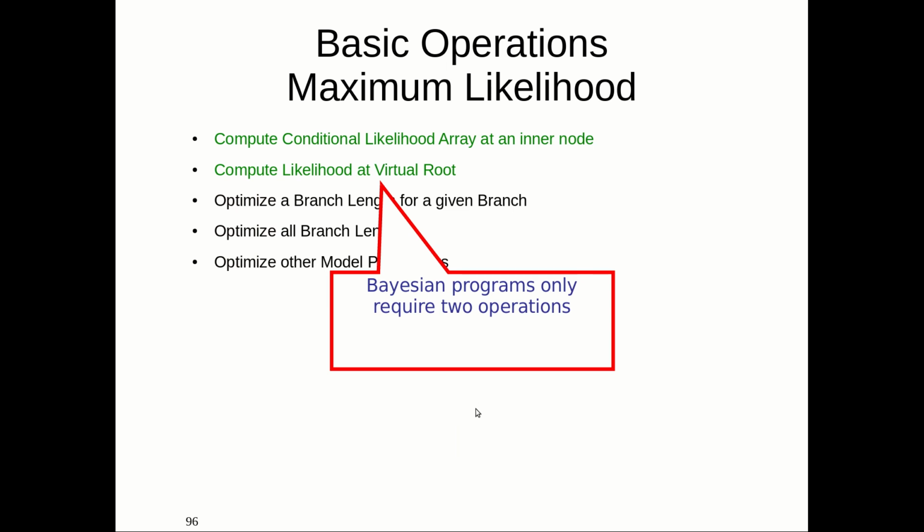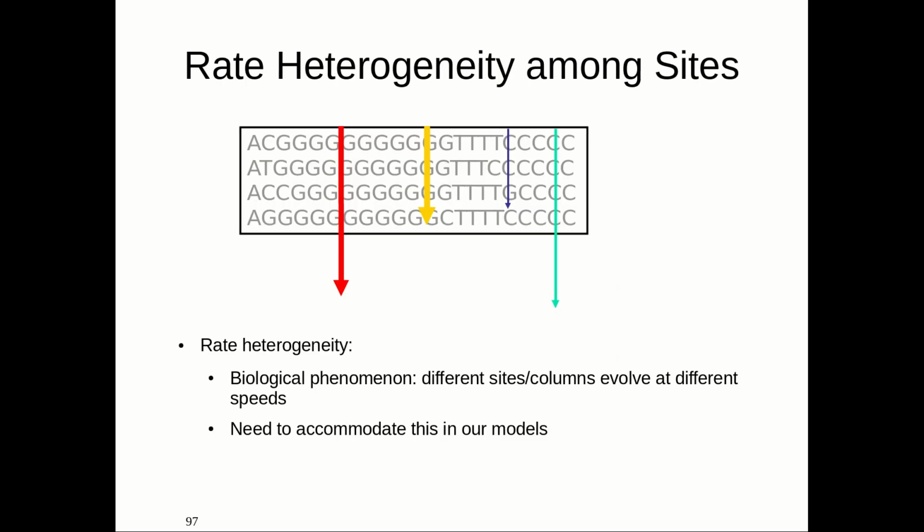Right, so this is the answer to my question, right? So Bayesian programs only require those two operations, right? Compute conditional likelihood array at an inner node and compute the overall likelihood at the virtual root. And that is basically all they need, and the rest is just handled by the proposal mechanisms.